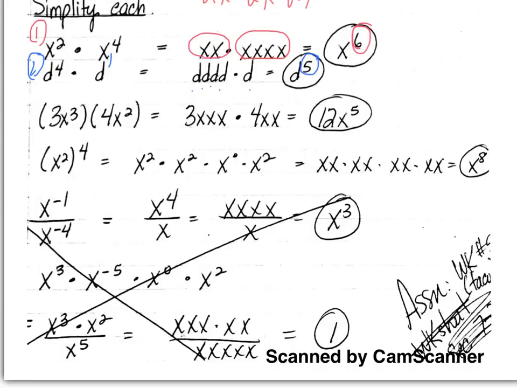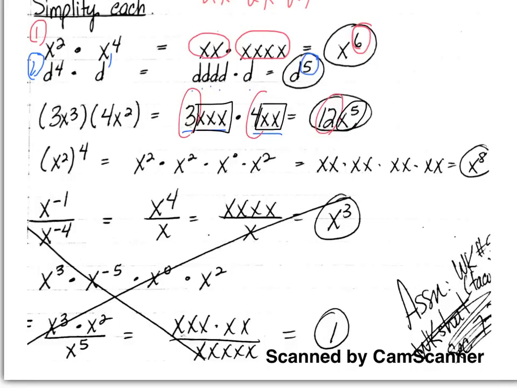Let's look at something like this. 3x squared times 4x squared. That simply says, hey, 3 times x times x, multiply that by 4 times x times x. So simply take the numbers, multiply them together. 3 times 4 is 12. And then we take the x's, and when in doubt, write them out. We have how many x's total? We have 5 x's total.